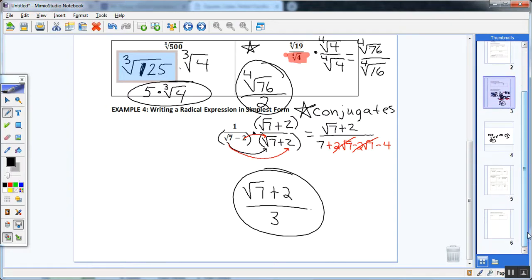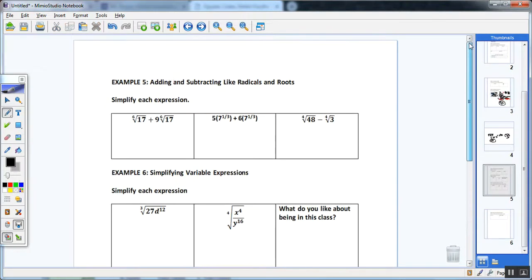Okay, let's jump to the next page and see what we can accomplish. Adding and subtracting like radicals and roots. This isn't too bad. The first 2 are pretty easy. I would put a star by the third one. Third one's going to get a little difficult. Okay? So, like radicals occur when both the index of an expression and the radicand of an expression are the same.